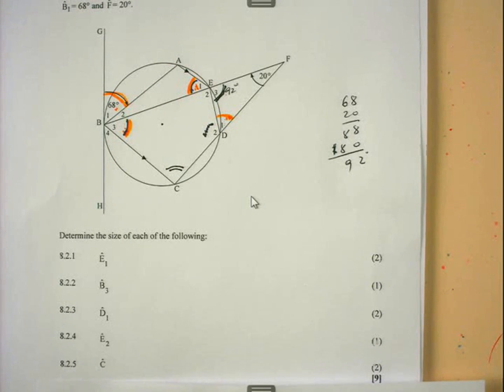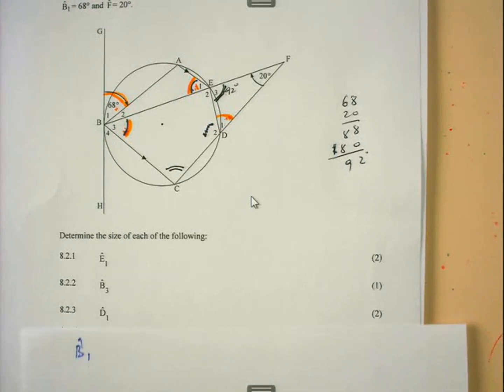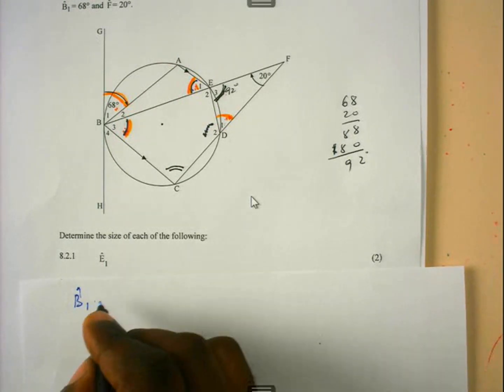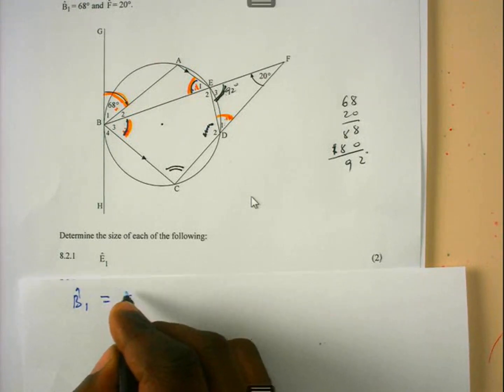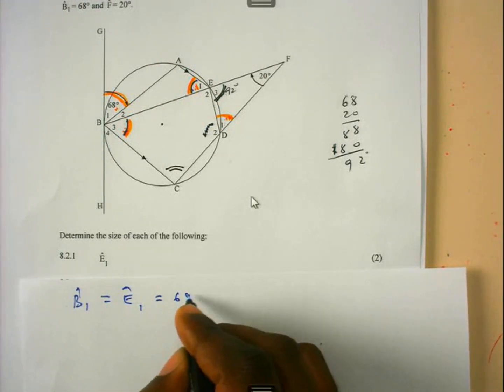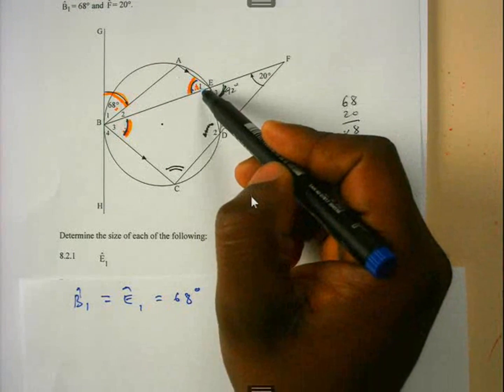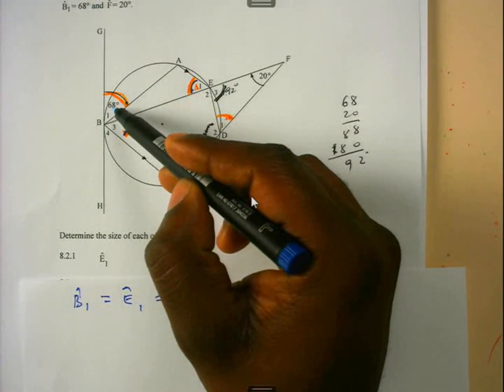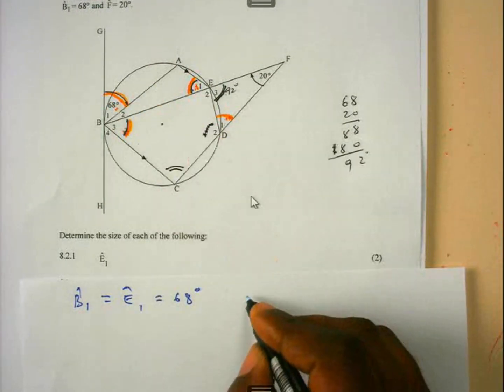So you quickly write there that angle B1, let me write somewhere so you can see. Angle B1 is equal to angle E1. They are equal to 68 degrees. Do you agree on that? Angle E1 is equal to angle B1. They are equal to 68 degrees. And the reason is what?